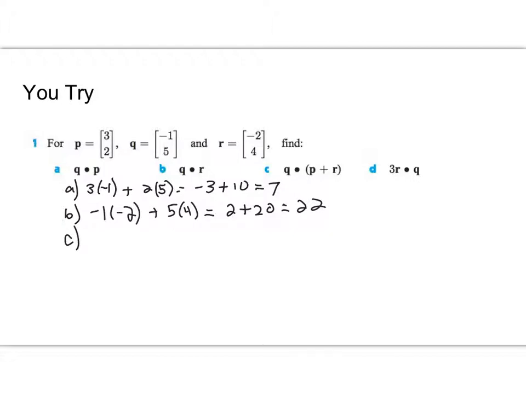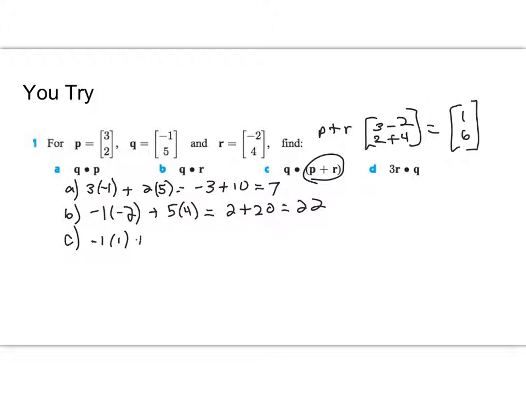For c, I have q dot p plus r. Well, I need to find p plus r first because of PEMDAS. p plus r is going to be 3 minus 2 and 2 plus 4, which yields me 1, 6. So when I do q dot that, it's negative 1 times 1 plus 5 times 6, which gives me negative 1 plus 30, which is 29.